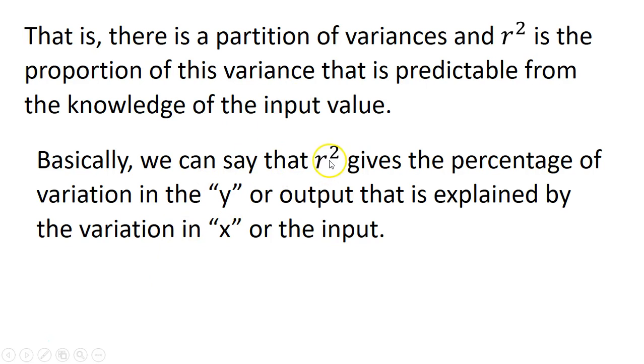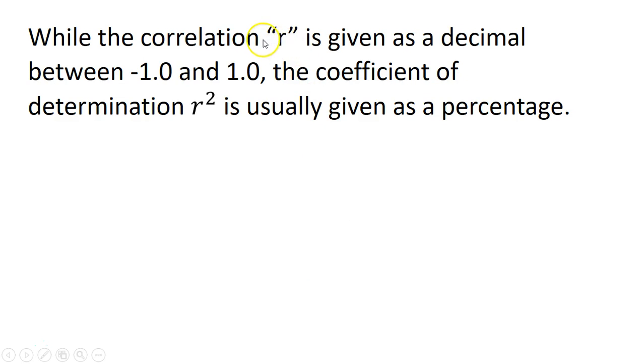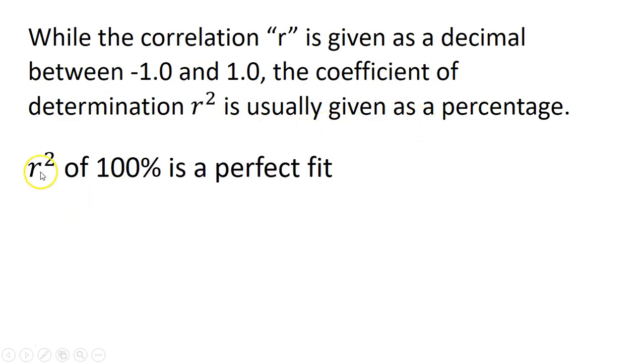Basically, we can say that R squared gives the percentage of the variation in the Y or output that is explained by the variation in X or the input. So what is explained? It's giving me a percent. Remember, R can be positive or negative, but when we square it, it's always going to be positive, so it's that percent we're talking about. While the correlation R is given as a decimal between -1 and 1, the coefficient of determination is usually given as a percentage. R squared of 100% is a perfect fit.